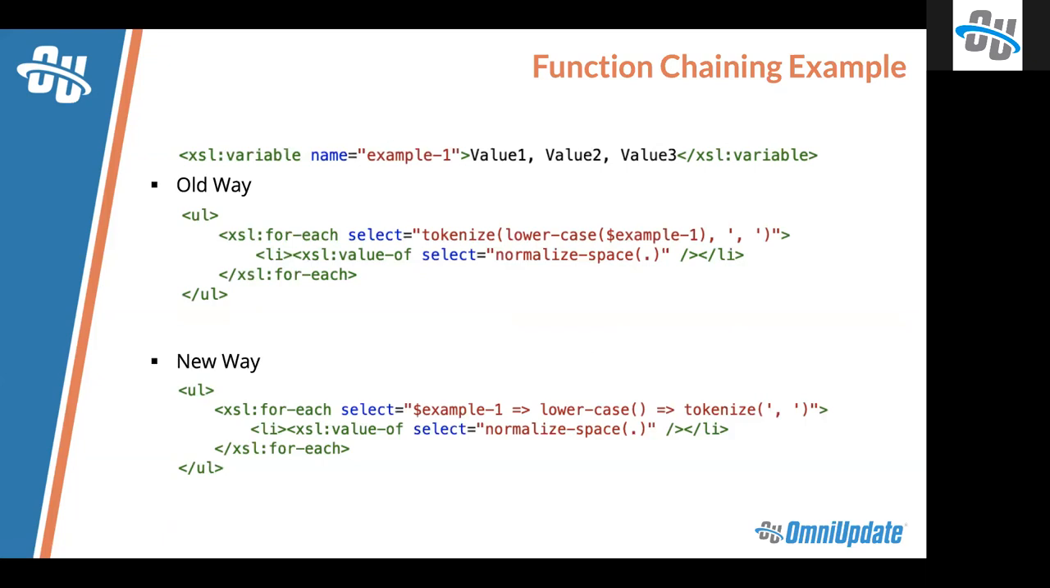At the bottom, with the new way, it's a lot easier to actually see the parenthesis closures. We do example 1, and then we use the arrow operator. Then we say we want to lowercase that, and then we want to tokenize that string. You can use the arrow operator, or function chaining as it's known, as many times as you want in a given expression.